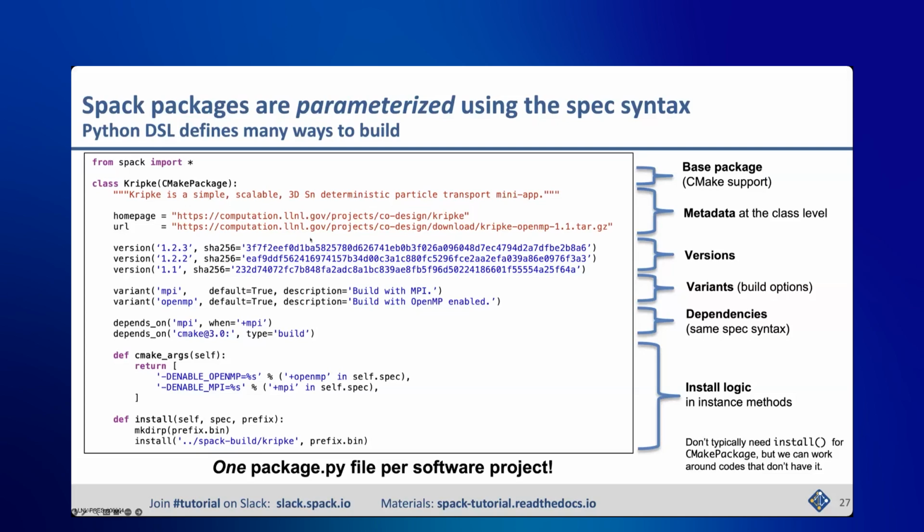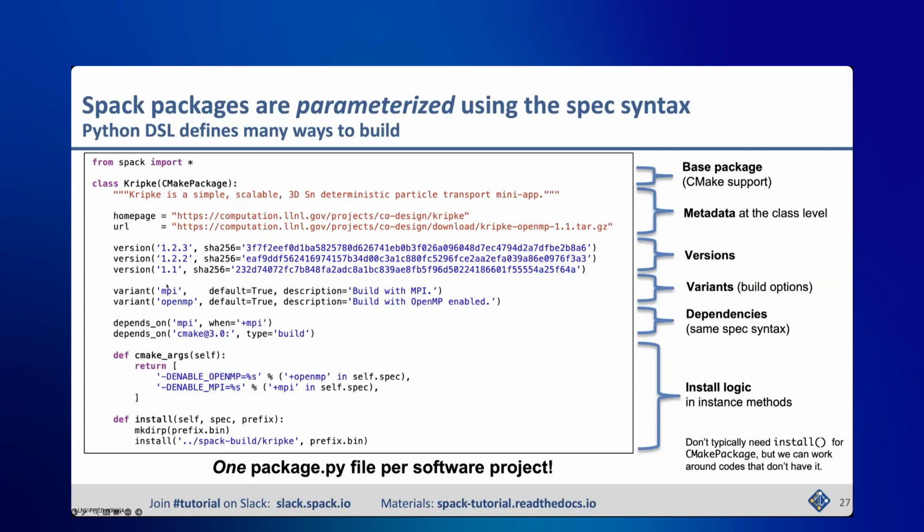So there's 3 versions defined here. Each one has a checksum, and the checksum basically says, that's how we check whether we got what we expected, and that someone's not trying to play a trick on you or give you a malicious binary or malicious source tarball when you download a package.